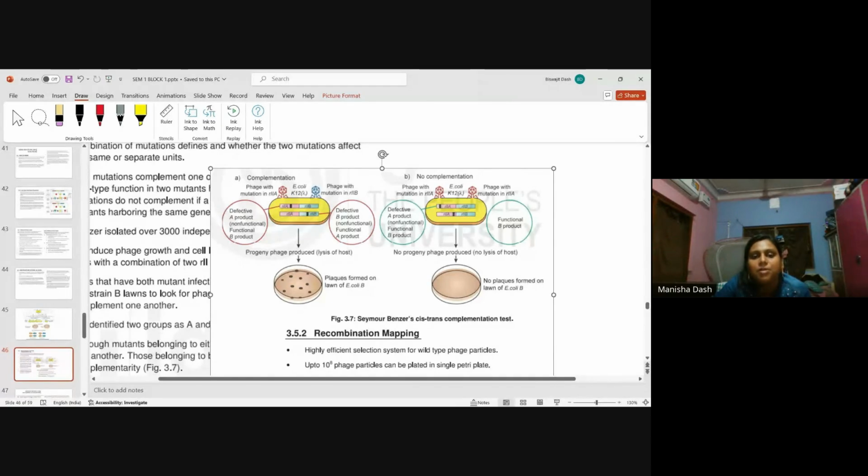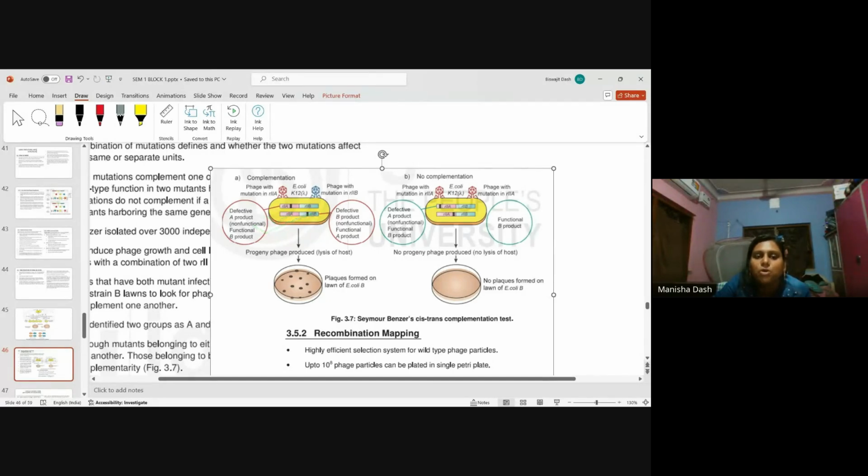But if the mutation is in the same unit, from here he gave the concept of cistron and the concept of recon, that is the unit of recombination. So here the genes, if I cross it like this, what you will observe is a double mutant and a completely functional gene like this.